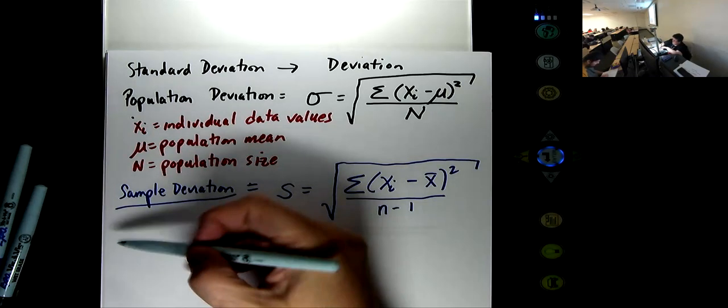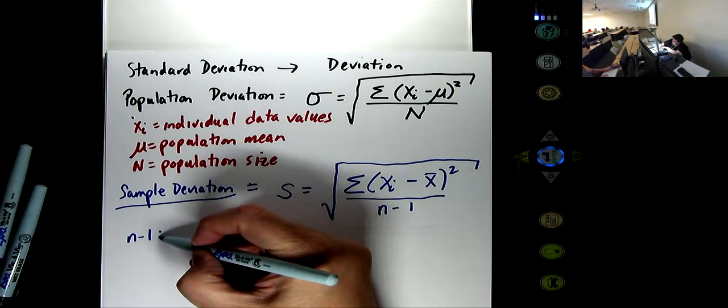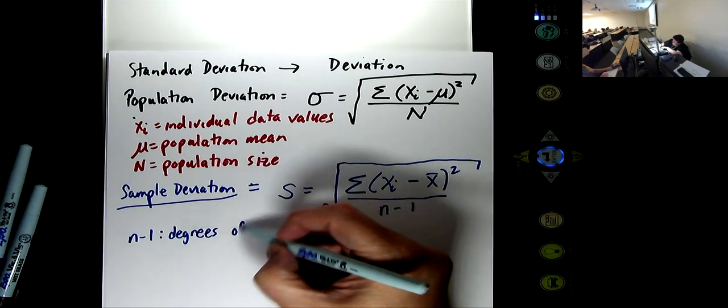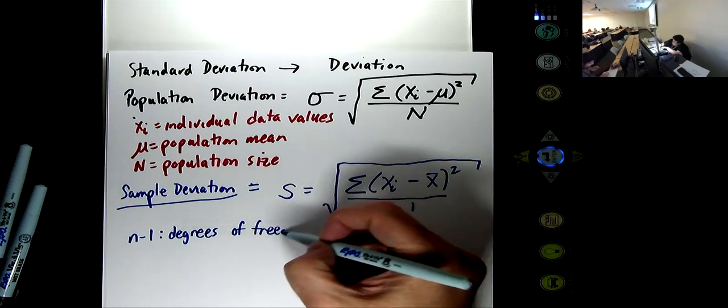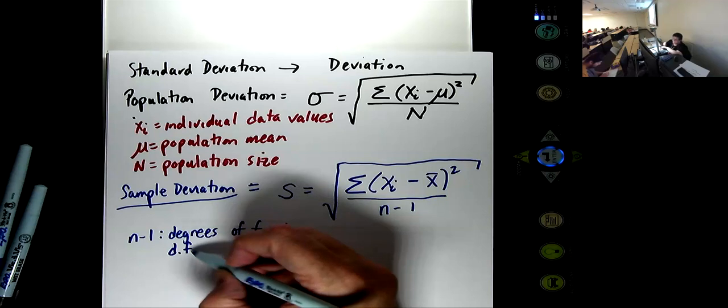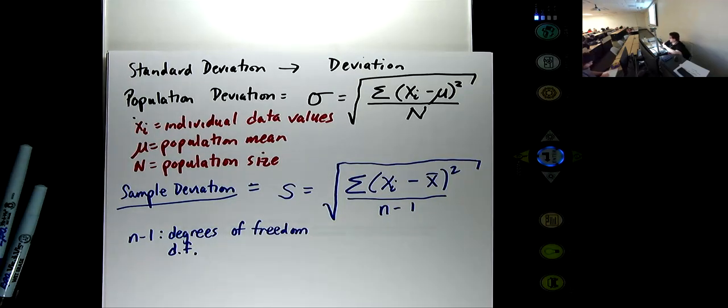N minus 1 is called the degrees of freedom. And it's abbreviated d.f. You will see that in the homework and on StatCrunch, d.f. It means to take the sample size and subtract 1.